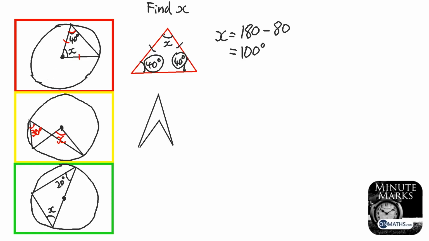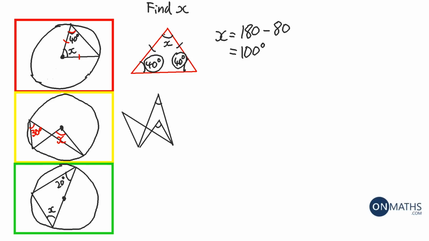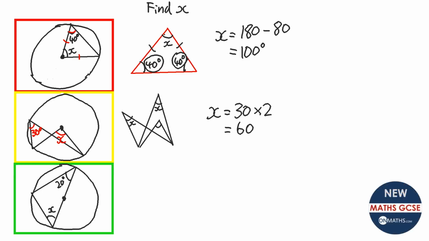This is exactly the same as angle at centre is twice the angle at circumference. It's just that this angle at the circumference has shifted around about here. But this one here and this one here are going to be exactly the same. So therefore, to find x, we just do 30, the angle at the circumference, times 2. Because x is at the centre, we double 30, and the angle at the centre will be 60 degrees.